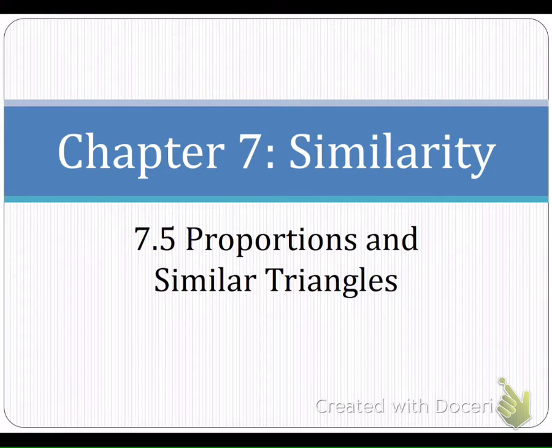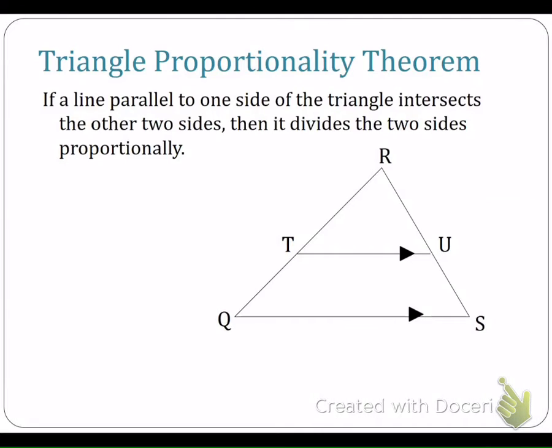We are doing 7.5 today. It's all about the proportions. All right, this lesson is all about proportions and similar triangles. So there is a box in your notes. You can fill in all this information. This says if a line parallel to one side of a triangle intersects the other two sides, then it divides the two sides proportionally.